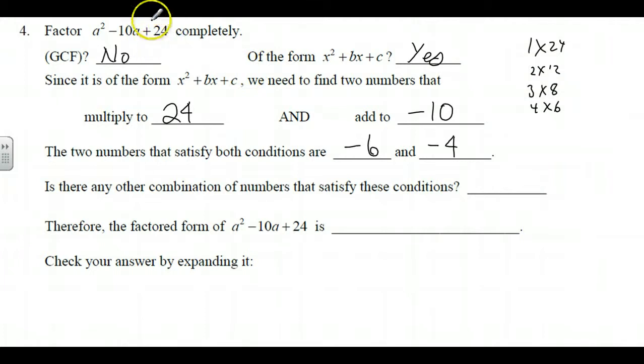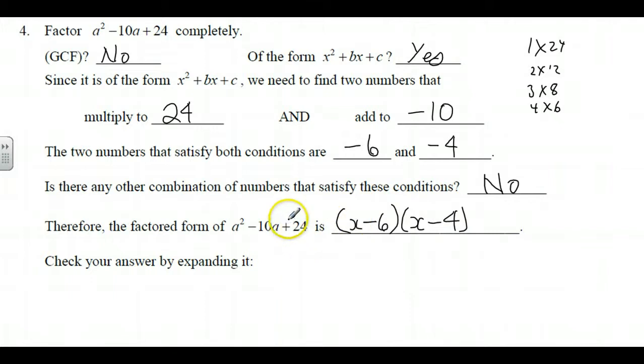If the last term is positive, then both factors, both of the numbers we're looking for, have to have the sign of the middle term. So I need two negative numbers. And so the only two numbers that will add to negative 10 are negative 4 and negative 6. So there is no other combination. So the factored form will be x minus 6, x minus 4. Check your answer by expanding.